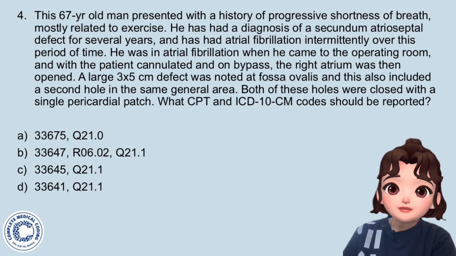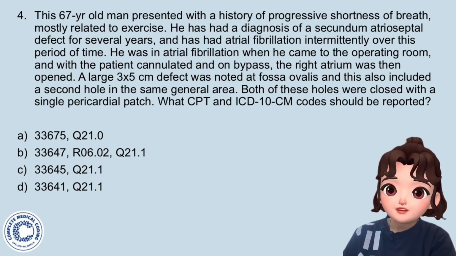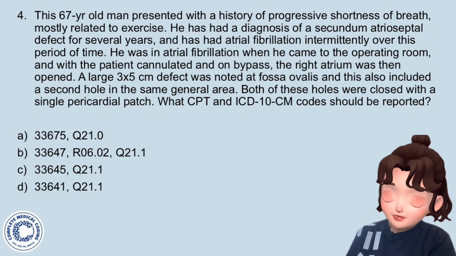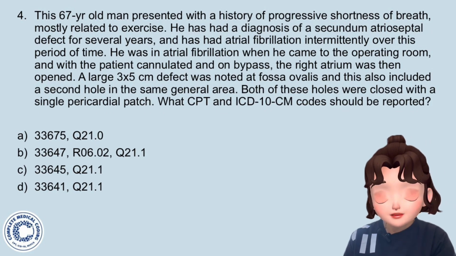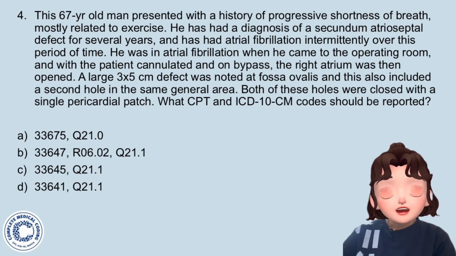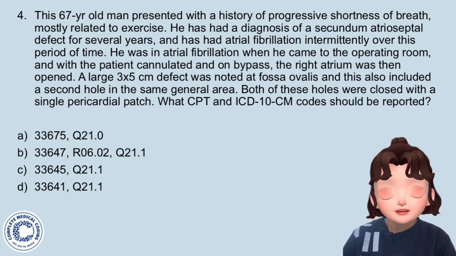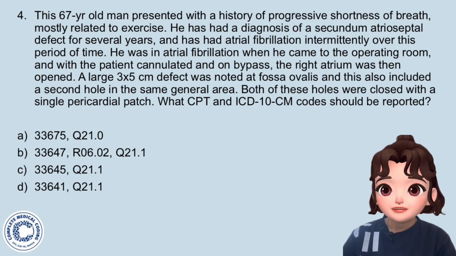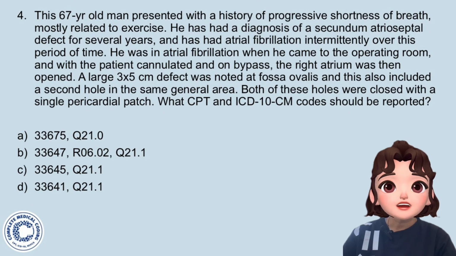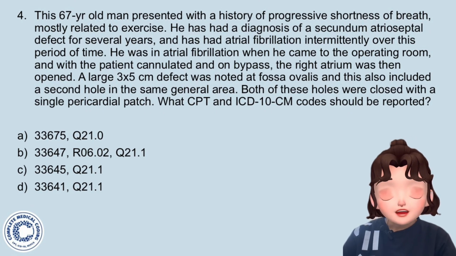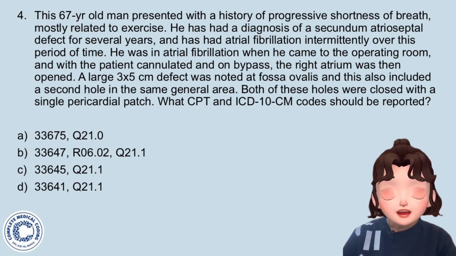So, now we can go for the procedure from C and D. It should be either 33641 or 33645. What is 33641? Repair of atrial septal defect, secundum, with cardiopulmonary bypass, with or without patch. The right atrium was opened, so repair of the atrial defect. In the question, it is with a single pericardial patch. And what is 33645? Direct or patch closure, sinus venosus, with or without anomalous pulmonary venous drainage. No.